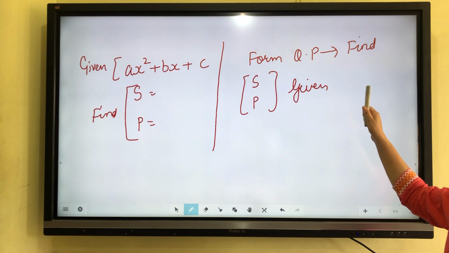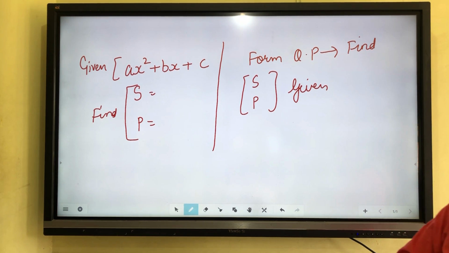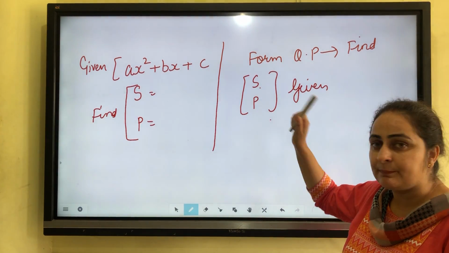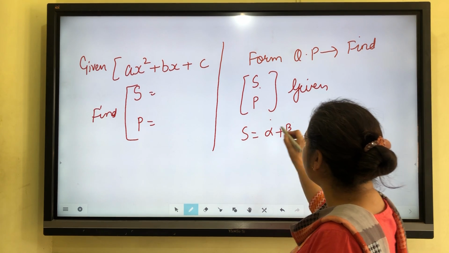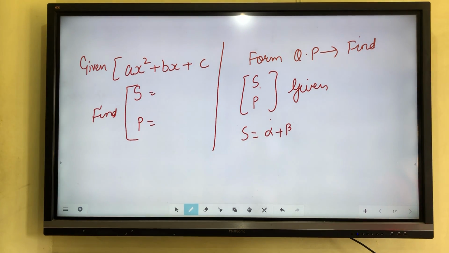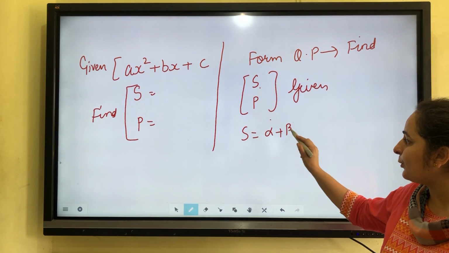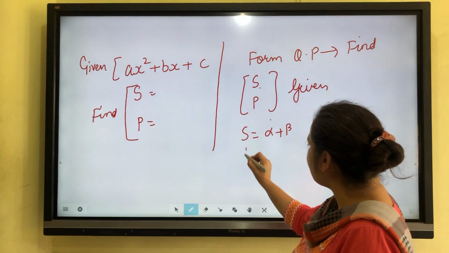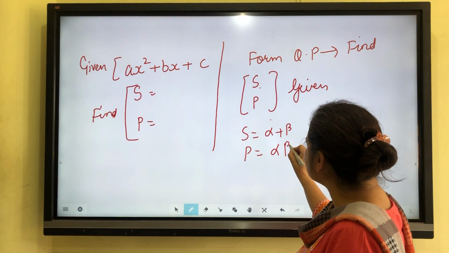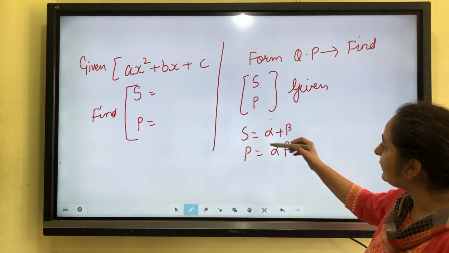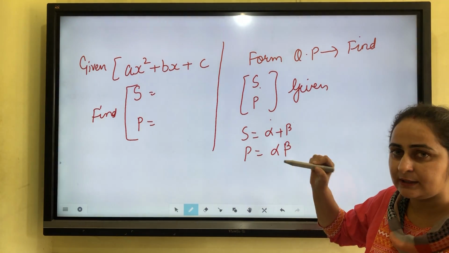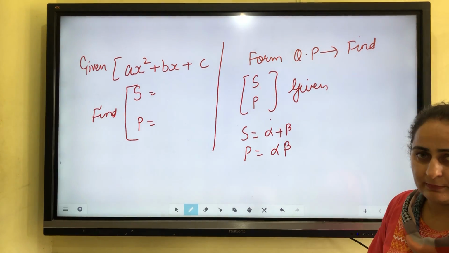If you want to form the quadratic polynomial, we have already been given one, the sum, and the other, the product. Suppose the sum is the two zeros alpha plus beta, but we don't know the values of alpha and beta. When I add alpha plus beta, that result is the sum. Similarly, the second term is the product: alpha and beta are given, and when we multiply alpha with beta, we get the result that is equal to p. And when we are able to calculate the sum and product, the question is to form the quadratic polynomial.